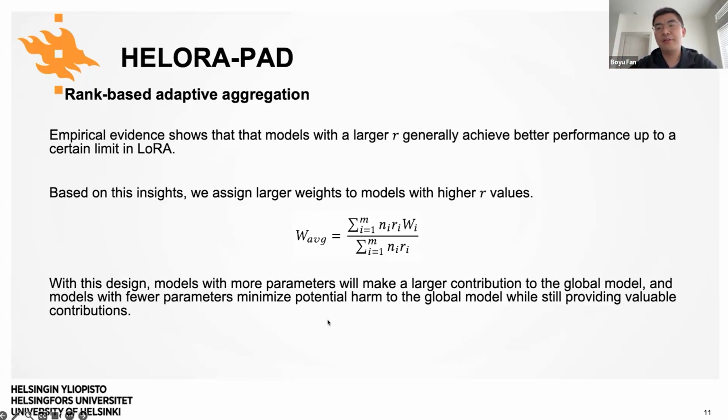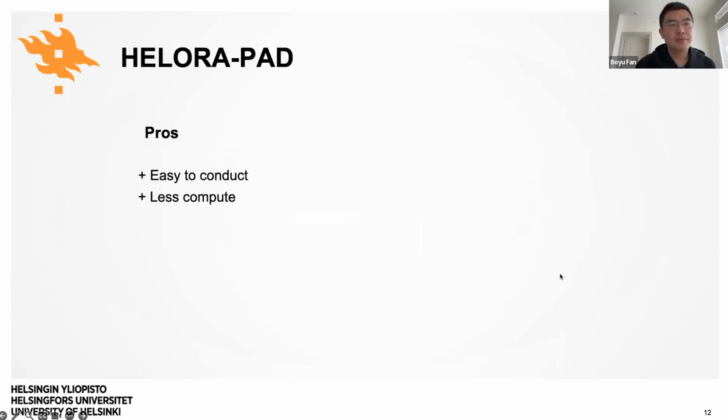And if they have a bad or not very well trained result, they will also minimize the potential harm to the global model because the R is very small. But this will still provide a valuable contribution through the different rounds of training. So this is the path. But let's check the pros and cons.